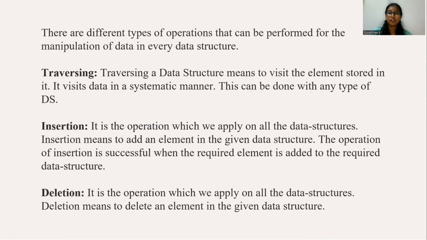There are different types of operations that can be performed to manipulate the data present in every data structure. They are traversing, insertion, deletion. So what is traversing? Traversing means to visit the elements stored in it. It visits in a systematic manner, following some set of rules and regulations, so it can be done with any type of data structure.